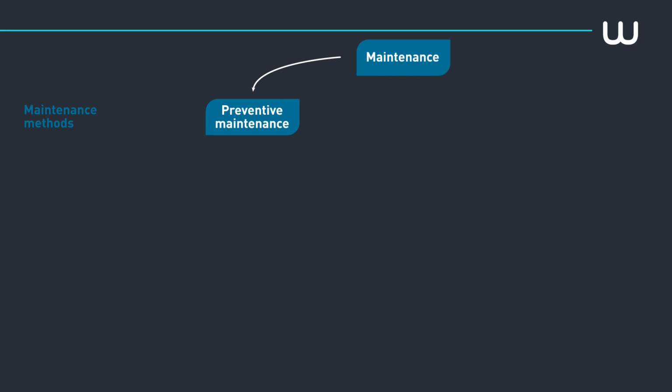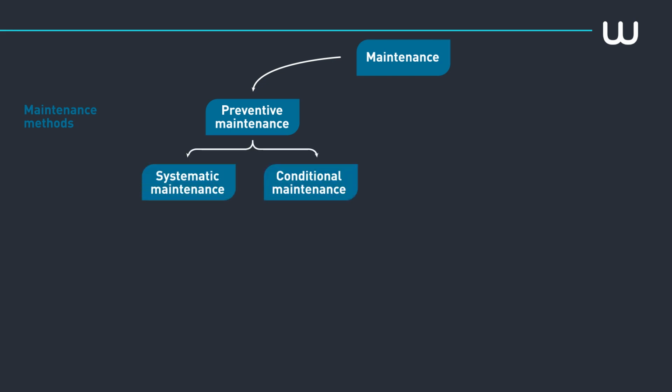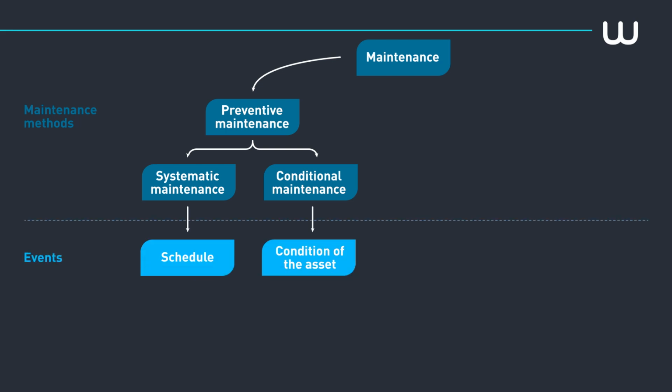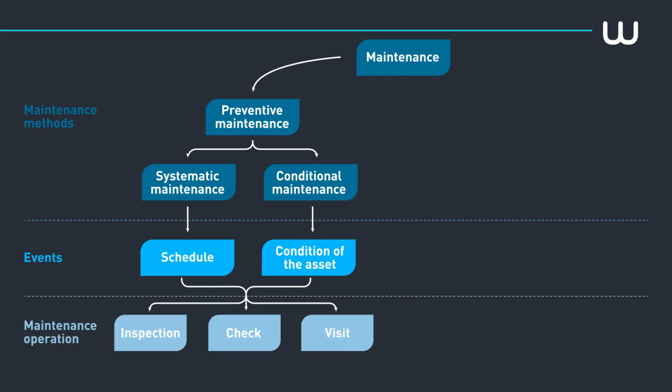The first decision to be taken is whether or not the maintenance operations to be carried out must be put in place systematically or conditionally. If it is systematically, a schedule is fixed. Otherwise, it's necessary to check on the condition of the asset or check its number of operating hours. Lastly, we define the maintenance operations to be carried out: an inspection, a check, or a visit. If malfunctions are detected during preventive maintenance operations, remedial maintenance is put in place.